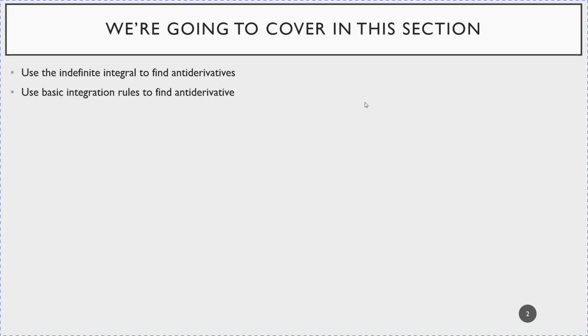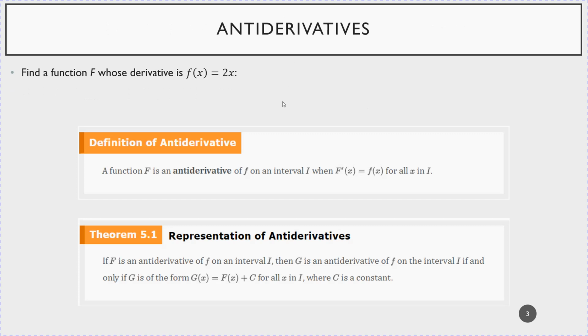Okay, so what are we going to cover in this section? We're going to use that indefinite integral to find antiderivatives, and then we're going to use basic integration rules to find an antiderivative. There is going to be a ton of rules, and you'll see all the different rules in the coming slides. I won't even be able to go through all of them. But one thing you should do is print them out and have them handy.